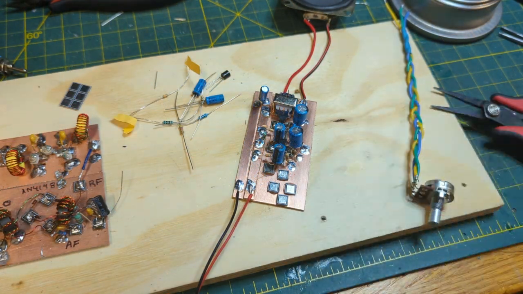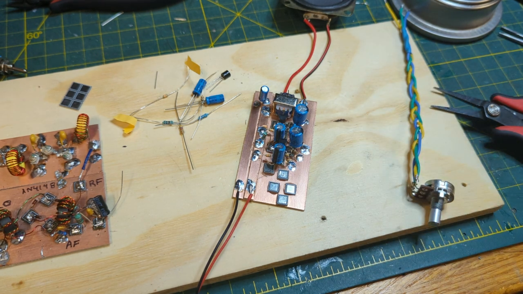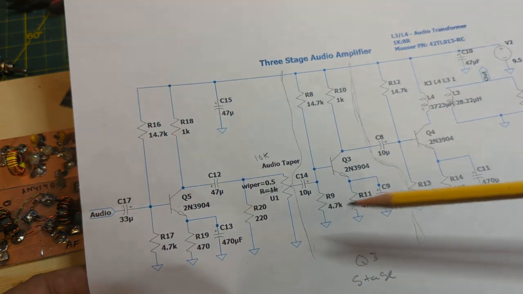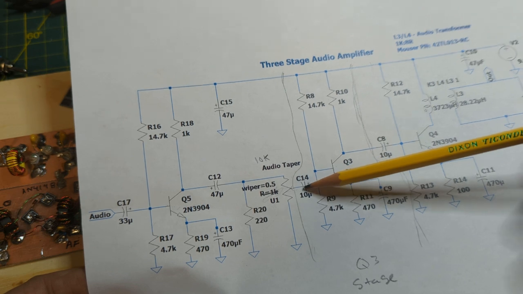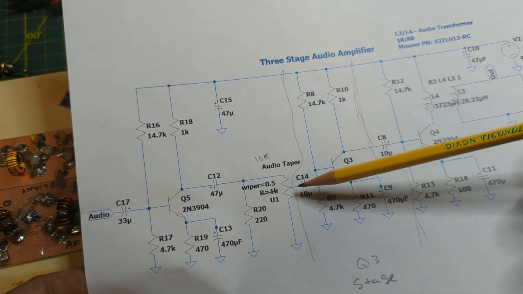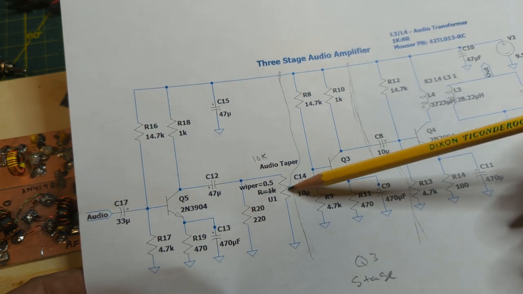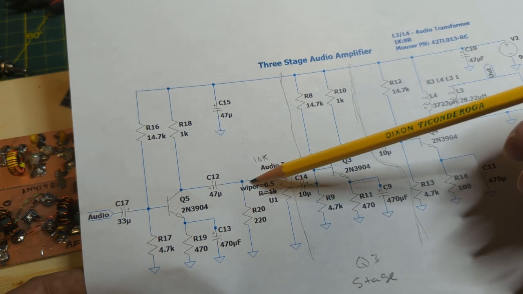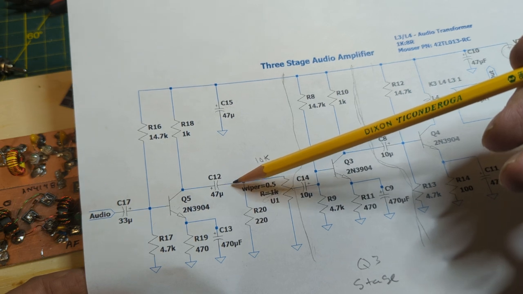Now that the second stage, the middle stage of the audio amplifier, is in and tested, it's time to put the potentiometer in. The potentiometer is a 3-terminal device. The center terminal is called the wiper, and that's going to go to the input side of C14 that we just used as the input to Q3. The top of the potentiometer is going to go to the negative side of C12.